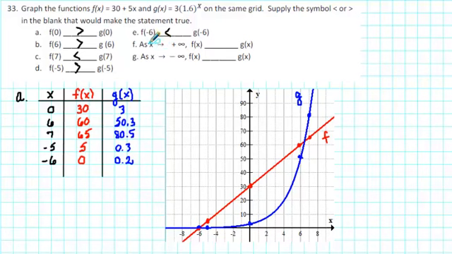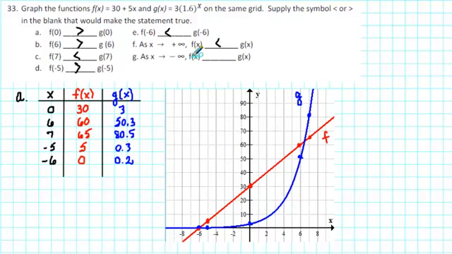Alright, for part F, it says, as x increases without boundary, f of x compares to g of x in what way? So as x goes to positive infinity, we want to look at our graph and see what happens. As x goes out to the right, what do we observe about our two functions? Well, we notice that our red linear function f is going to be below the exponential growth function g. So we know that f of x will be less than g of x as x goes to infinity.